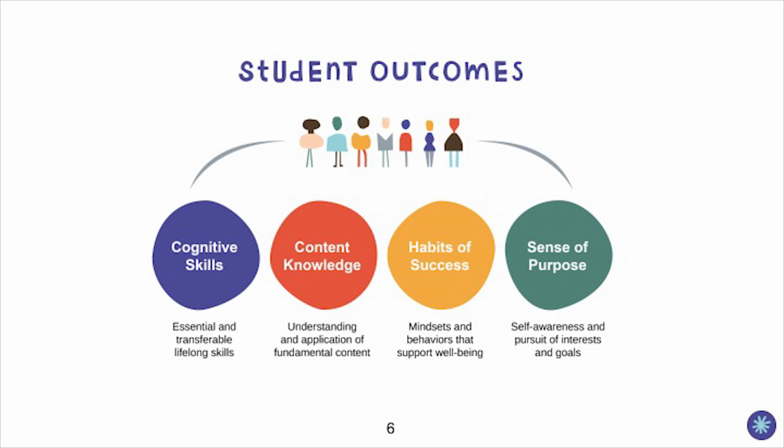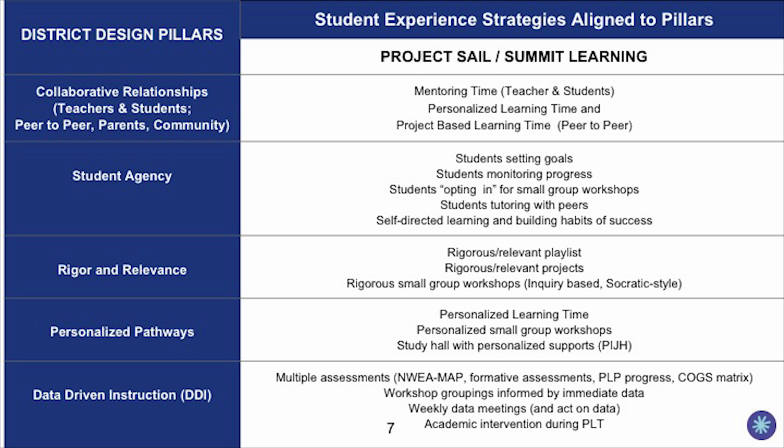Moving on, the district established 5 pillars. They are collaborative relationships, student agency, rigor and relevance, personalized pathways, and data-driven instruction. These 5 pillars are district-wide. So from pre-K all the way to 12th grade, this is what we're using to design the student learning experience. And just so that you know, the Summit learning model aligned with the pillars that we had established. If it wouldn't have been Summit, it would have been something else. But we knew that we had to make adjustments.